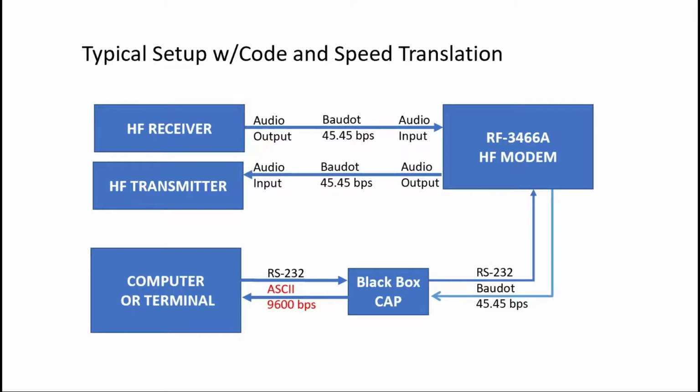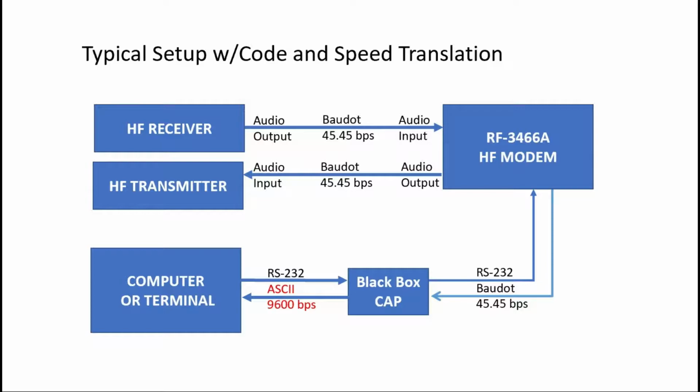Okay, so we've introduced a new box in here called the black box CAP or CAP+, which stands for communications adapter. Plus means plus, the marketing thing. And the point of this device, which I will show a picture of, is it will convert two things. It will do a translation of the character set from Baudot, from the modem, to ASCII that the computer needs. And it will also do a translation of the baud rate from 45 baud to 9600 baud. And armed with this additional component, we now have a complete system.